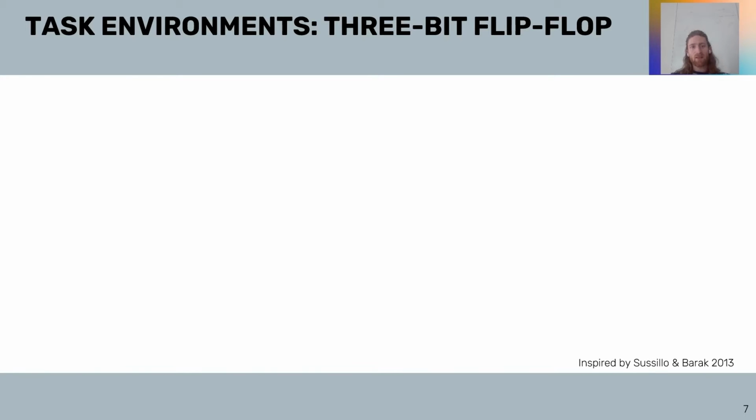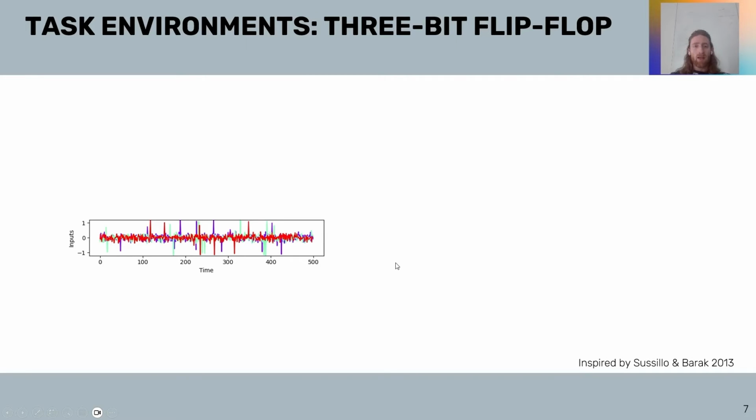First is a task called the 3-bit flip-flop. This is inspired by one of the first papers that did this sort of thing, Sussillo and Barak, 2013. The 3-bit flip-flop is a pretty simple task. Essentially, all that matters is that you get this noisy set of inputs. There are 3 inputs here, color-coded, and I want you to keep your eye on this purple input right here. You can see that at this point, you get this input pulse, this pulse up for a very, very brief period.